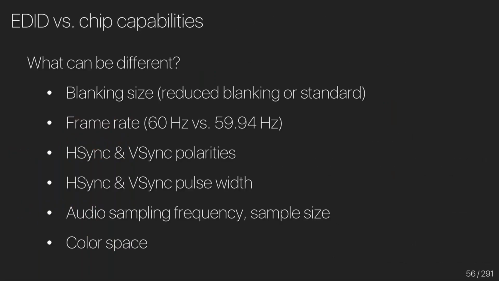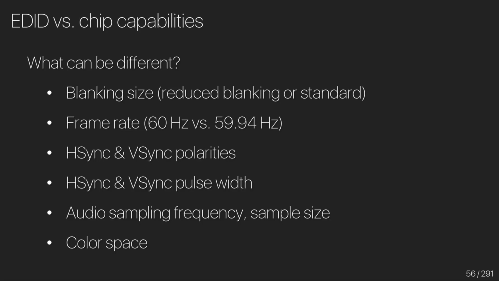So even though EDIDs only have 256 bytes, they can create a lot of problems. It's also worth noting that just because a device has certain details listed in its EDID, this doesn't necessarily translate to what the chips are capable of. Whilst the EDID might be a standard blanking size, if you send the HDMI chip behind it a reduced blanking signal, it might still be able to process it. And likewise with all these other things.